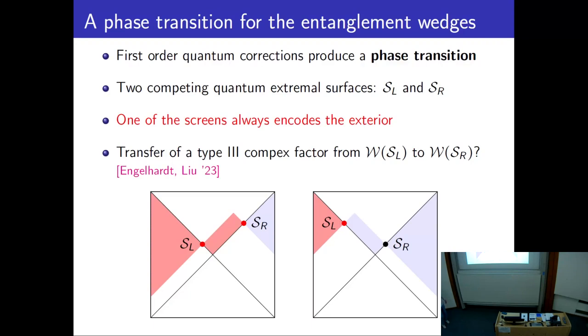And what happens is that when the extremal surface is the screen itself, as in this diagram, we end up with an entanglement wedge which only extends in the static patch. And when the extremal surface is located on the opposite screen, we have the left screen encoding its own static patch, but also the exterior region. And there can be a phase transition depending on the Cauchy slice we consider. But in every case, there is at least one of the two screens that encodes this region in the exterior.